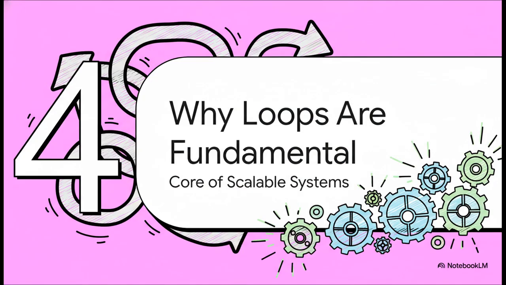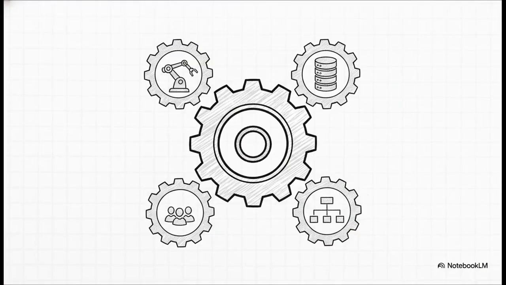Okay, let's tie this all together. Why did we just spend all this time talking about the for loop? Because it's not just another feature. It's a fundamental part of programming. Pretty much every scalable system you can think of is built on loops. Whether it's automating boring tasks, chewing through massive datasets, handling thousands of user requests, or just running business logic, loops are the engine that does all the heavy lifting. They are what lets a tiny bit of code do a huge amount of work.